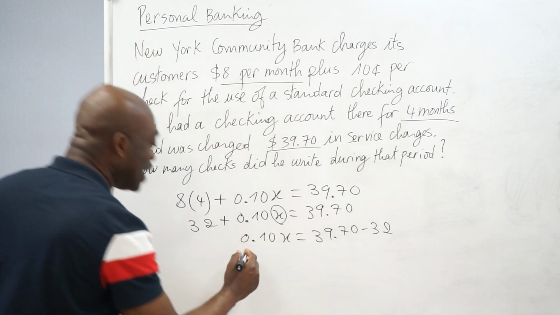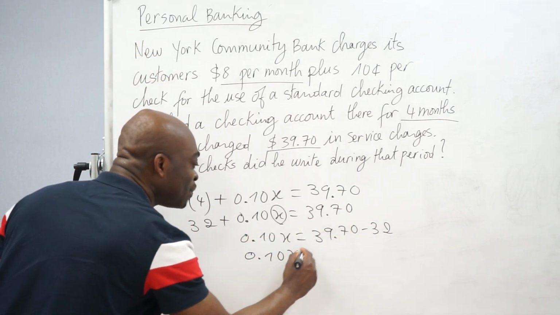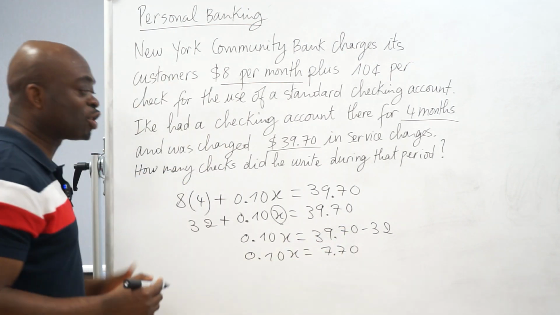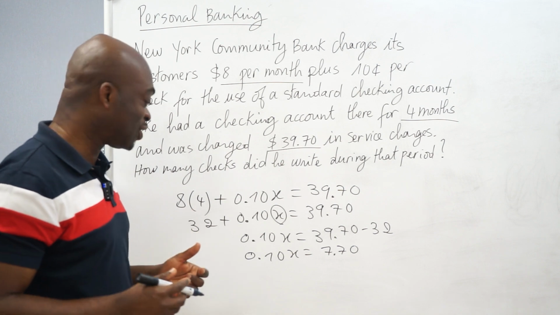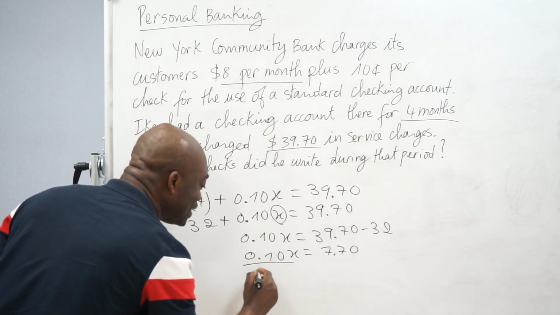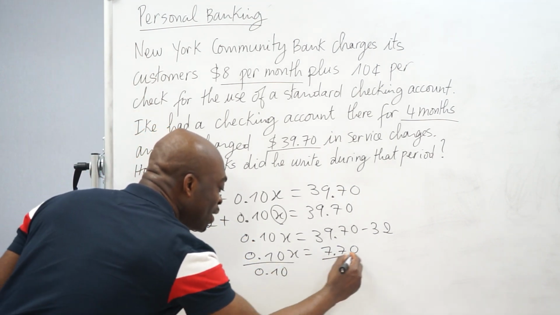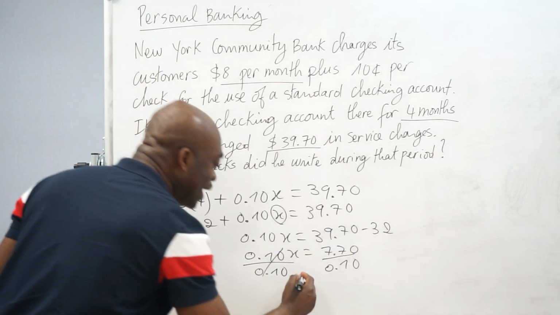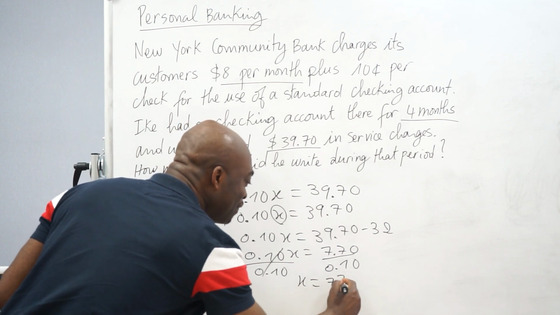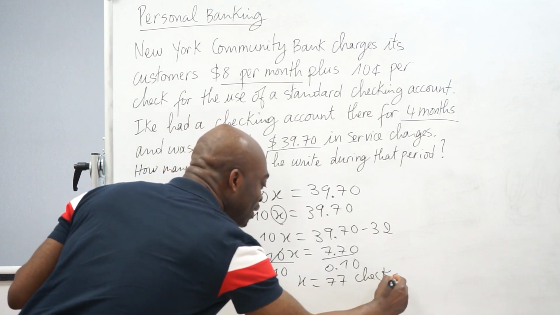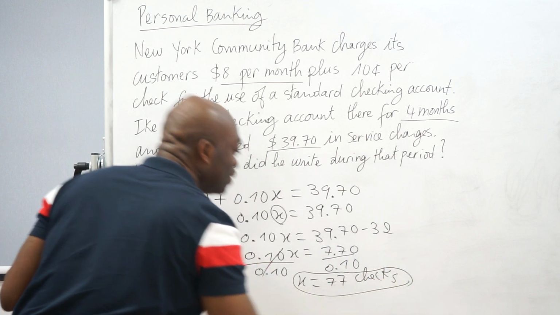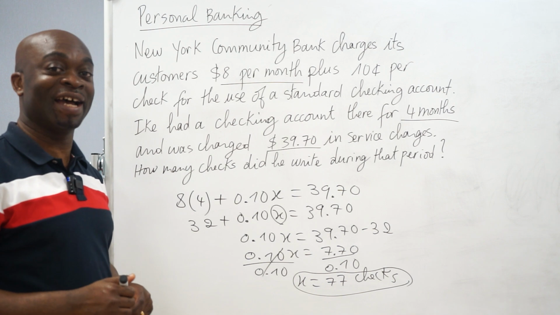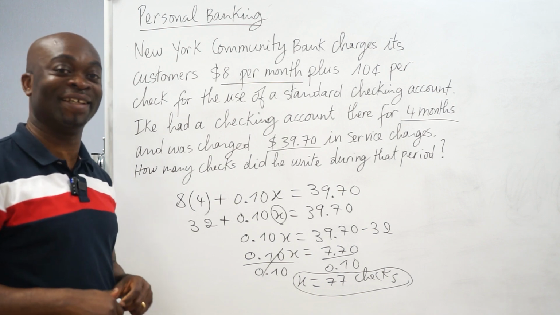So now we got to do that operation there. So this is 0.10x, and this one will give us $7.70 when you subtract 32 from 39.70. And then we can divide both sides now by 0.10 and 0.10. So both sides are divided by 0.10. So x will give us 77 checks. All right? So Ike issued 77 checks. That's a lot of checks, actually, that Ike has been issuing. So I don't know what he's doing with that, but that's what it is.